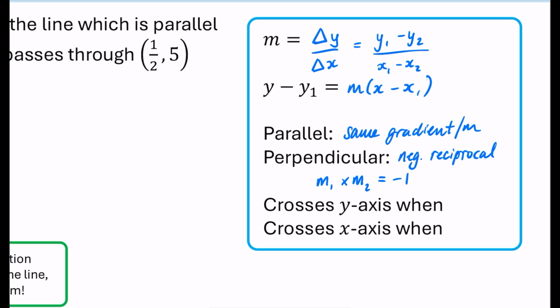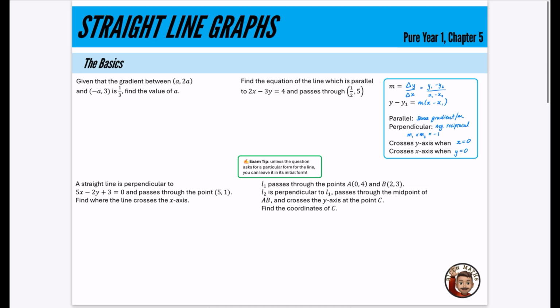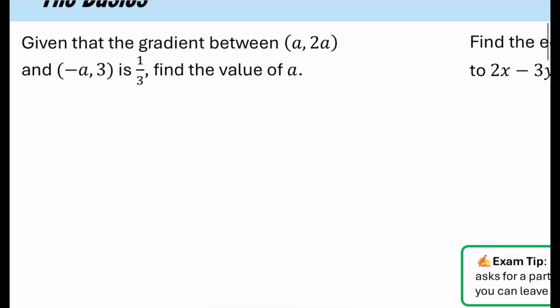And then sometimes they ask things about it crosses the y-axis at a particular point. Well, we know that it crosses the y-axis when x equals 0, and that it crosses the x-axis when y is equal to 0. So we have got these 4 questions here for the basic section. Let's dive straight in. You might like to try these yourself first and see if you get the same thing as me.